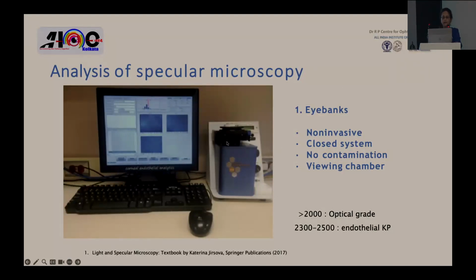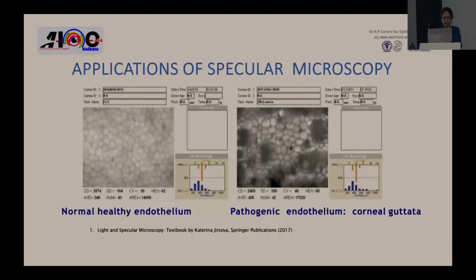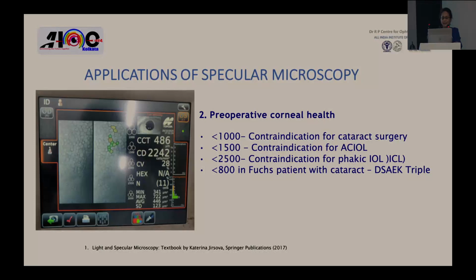So this is a specular microscope based in an eye bank, and this is a very important investigation, based on which you're going to grade your donor corneas as optical grade or non-optical grade. Normally you would want your cells to be over 3000 for an optical grade cornea, and cells lesser than 3000 will be considered a non-optical grade cornea. Again, a few clinical examples of a normal healthy endothelium and how a pathological endothelium is going to look.